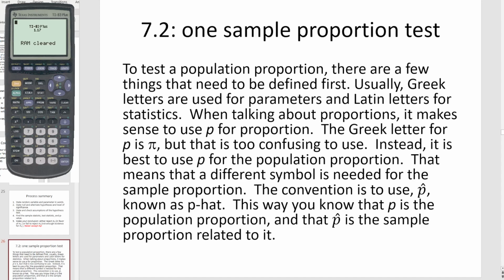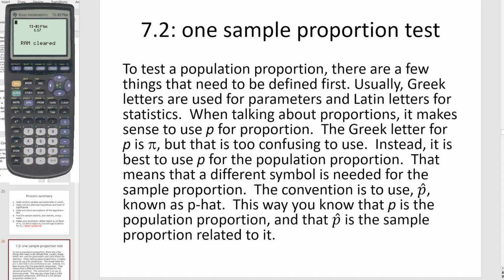There is a Greek letter that looks a lot like P, the Greek letter rho, but the Greek letter rho is actually like an R. And it also looks incredibly similar to a P, and would also be hard to distinguish. So instead, we use P for the population. It's best to use P for the population proportion here.